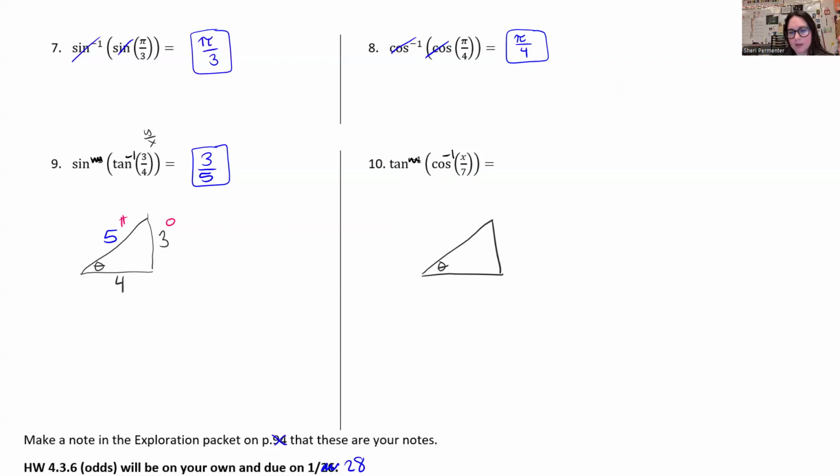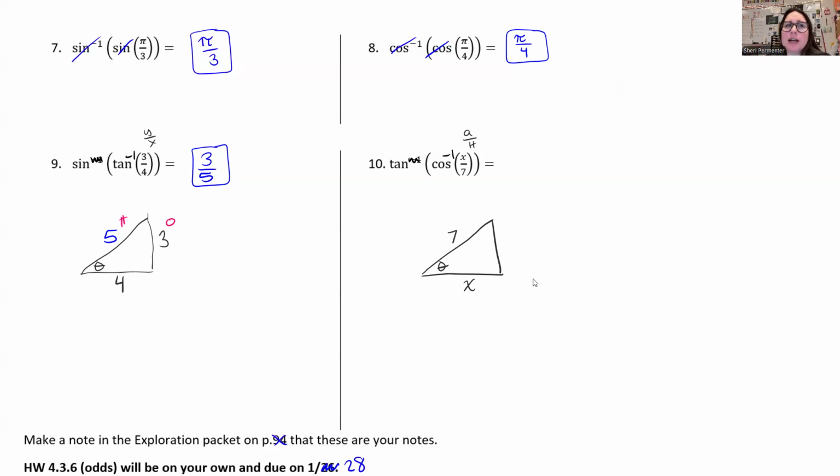I'm going to put my theta, and I know that cosine for SOHCAHTOA is adjacent over hypotenuse. So I know that if I label it with what I have, X, and then I have 7. No, that's not adjacent. Why did I put it there? That would be opposite. X and then 7.